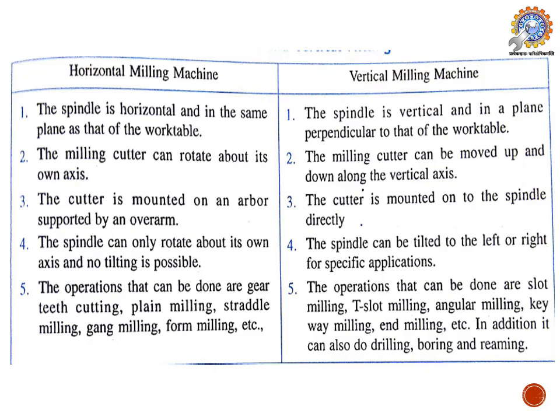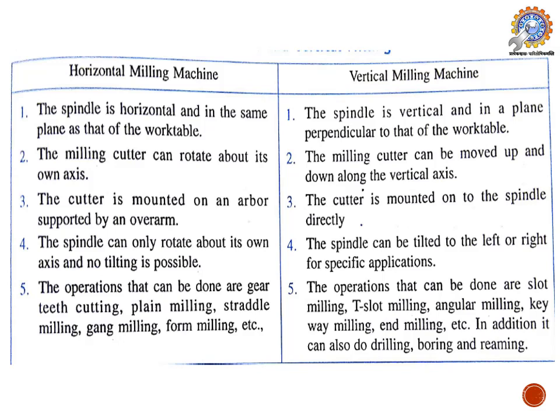Now we are looking into horizontal milling machine as well as vertical milling machine's differences. In horizontal milling machine, spindle is horizontal and in the same plane as the work table. In case of a vertical milling machine, spindle is vertical and it is perpendicular to the work table.